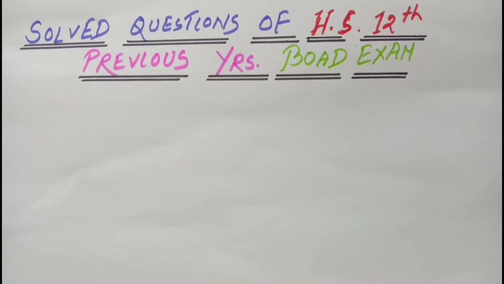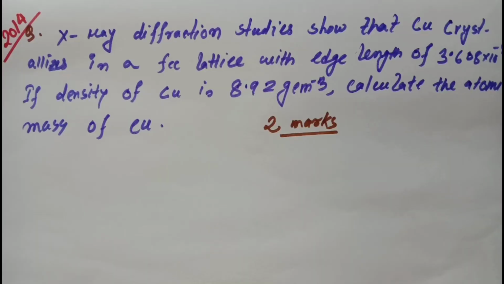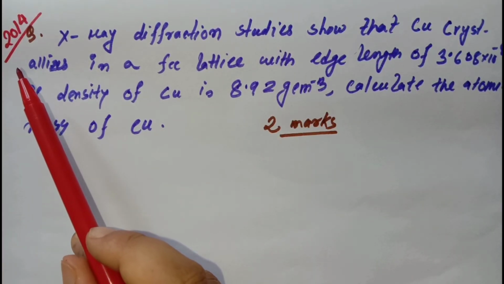Hello students, today I am going to discuss some previous year's questions from the class 12 ACES board, related to the calculation of density of a unit cell and its atomic radius. Now see the question which came in the 2014 ACES final exam.